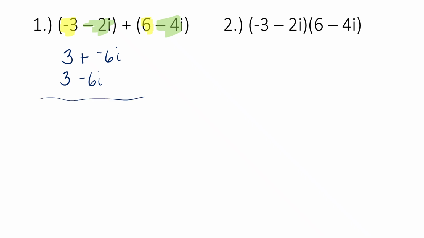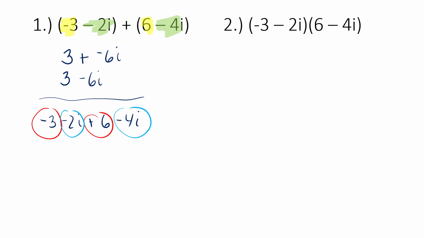If you need to do more work than that, your work would probably look like this, where you remove the parentheses in a separate step and then somehow visually group those like terms together. Okay, and then go from there. -3 plus 6, and -2i plus -4i is -6i. You do not need to do that, but if it helps.